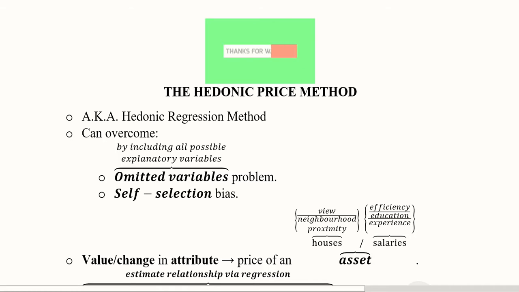Hi there, this video is about the hedonic pricing method. This is basically a pricing method in which we try to value a certain resource and we try to overcome problems like the omitted variable problem and the self-selection problem. These are the two problems that are confronted and coped with in this method. Now let us see how this method is adopted.